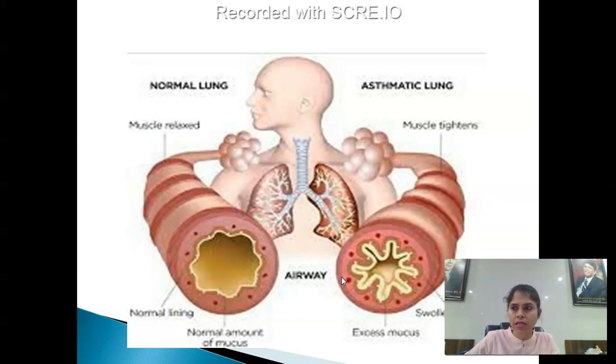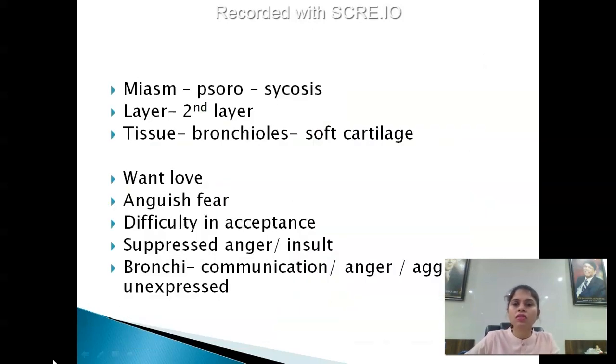So we talk about this. This is the second layer, because bronchioles are endodermal origin tissues. They have soft cartilage, and I have taken soft cartilage. Why? Because hyaline cartilage is there at the higher level, when the bronchioles divide and just enter the lung zone.